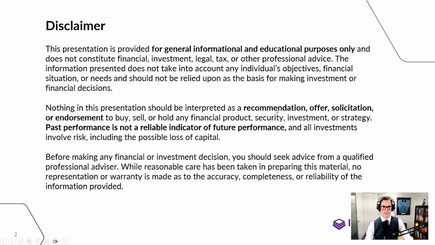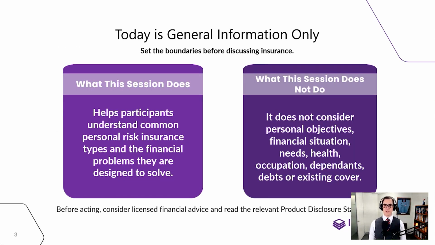And let's go to the next slide. So again, today's information, general in nature. What we are going to do, though, in today's session is really help you understand what some of the common personal risk insurance types are, the financial problems they solve, and where they sit in that whole client journey. What we're not going to do is obviously look at any individual personal circumstances. So stuff today is very much general in nature. And yes, you should go and talk to a licensed financial advisor before going too much further than a general conversation with your clients.